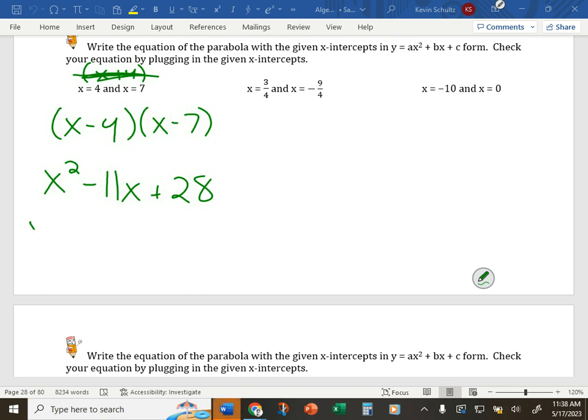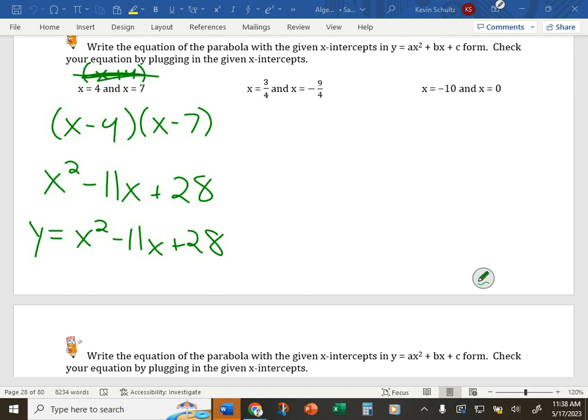And then we just want to write this as a parabolic equation in standard form, which all that means is put a y out in front of it. Y equals ax squared plus bx plus c. Okay? So if you were to graph that parabola, you know it would cross the x-axis at 4 and 7.